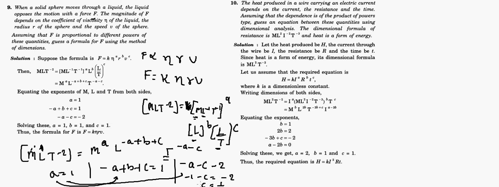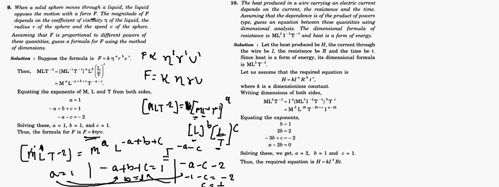At last I put the value of c and a in this equation, so I get b as 1. Finally, putting all these a, b, c, all of them are 1. So F is directly proportional to 1, 1, 1. A, b, c are 1, so we have the answer F is equal to k eta r v. K is any constant value, it doesn't matter for us in dimension.